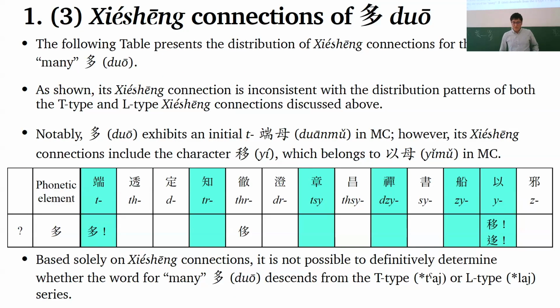So let's take a look at the association connections of dual. As you can see, Do itself belongs to Tuamu, and then Do has association connections with Imu. So this is a kind of problem. As you can see, this association connection is inconsistent with the distribution patterns of both the T-type and L-type series, as I mentioned above. So based only on association connections, it is not possible to determine whether the word for many comes from T-type or L-type. So we cannot decide whether the word for many comes from T or L. So this is the kind of problem.